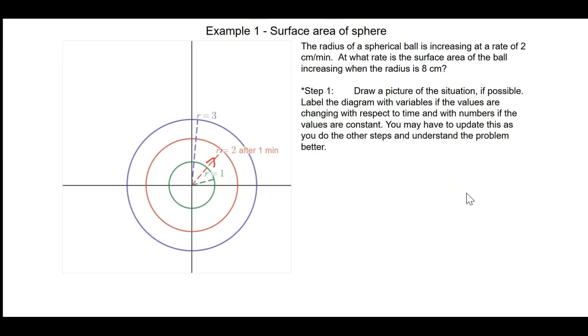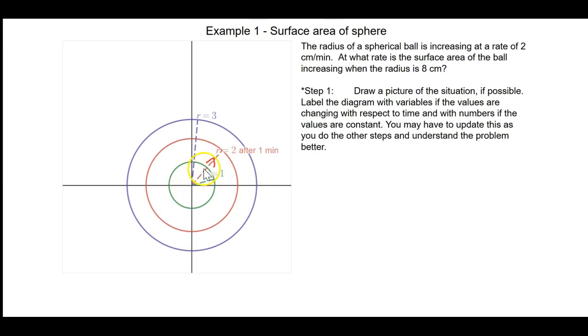The surface area of the ball is dependent on the radius, and the radius of the ball is dependent upon time. The radius depends on what time it is, how many minutes have elapsed, because it's increasing by 2 centimeters per minute. So step one, draw a picture of the situation. I can't draw a three-dimensional ball on a piece of paper, but this is kind of a cross-section, and you just think in terms of, okay, as the radius changes, the surface area is going to change.